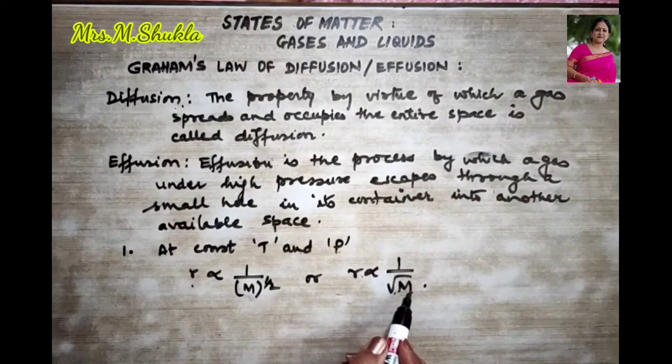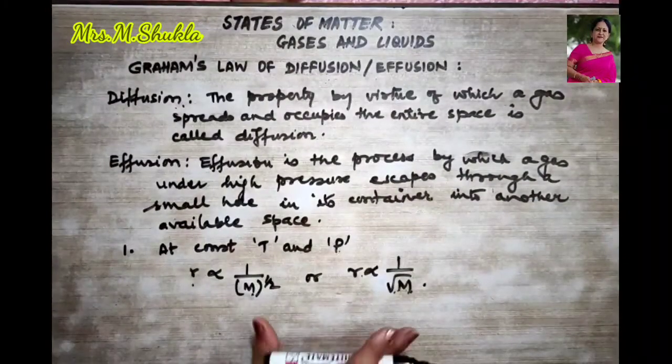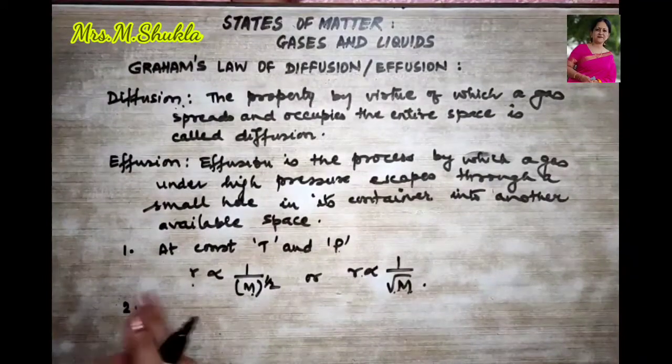Square root of the molar mass, it can be written like this, or it can also be written like this. Clear? I hope this first point is very clear. Now let's talk about the second point.